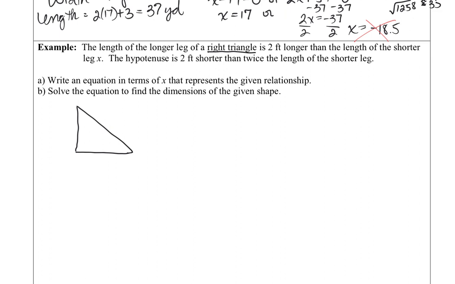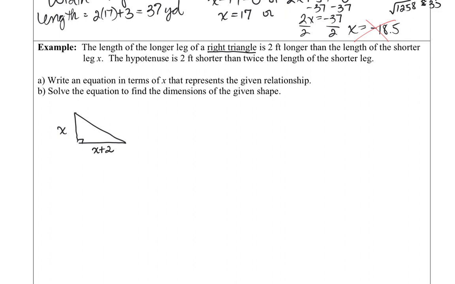So let's let the shorter leg, in fact, let me go ahead and redraw this where one of them has a shorter leg and one of them has a longer leg. Doesn't really matter, but. So the shorter leg is x. The longer leg is 2 feet longer than the shorter.